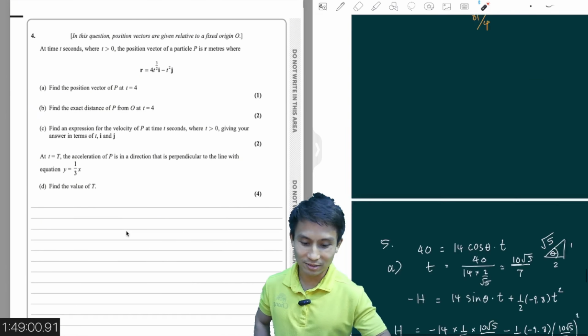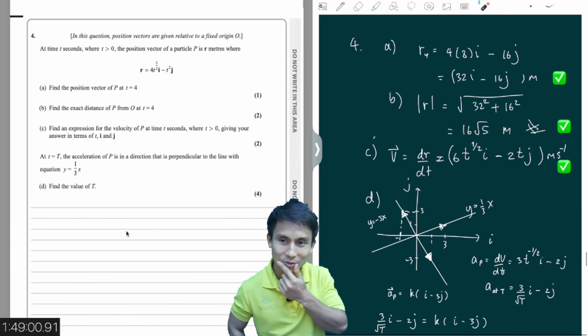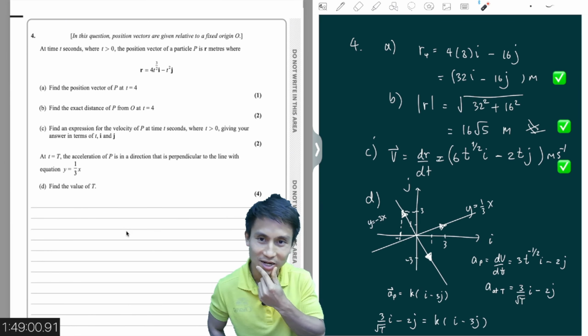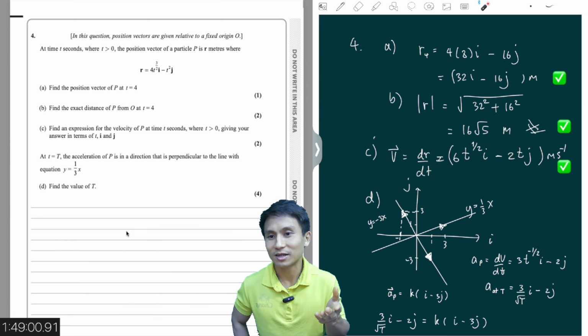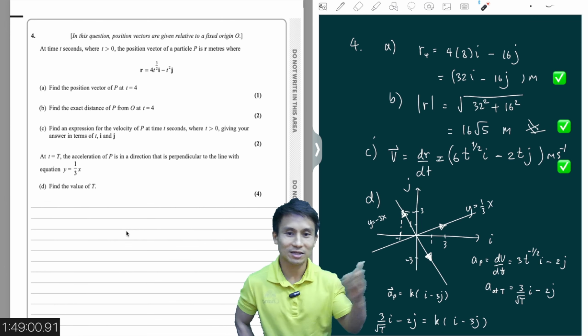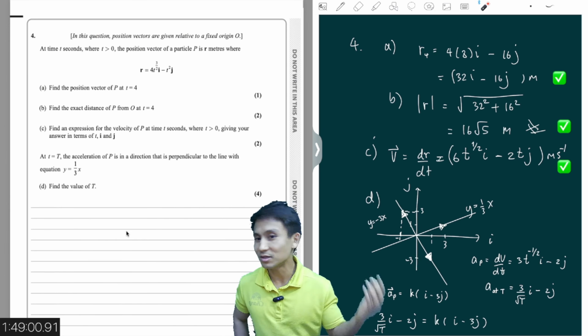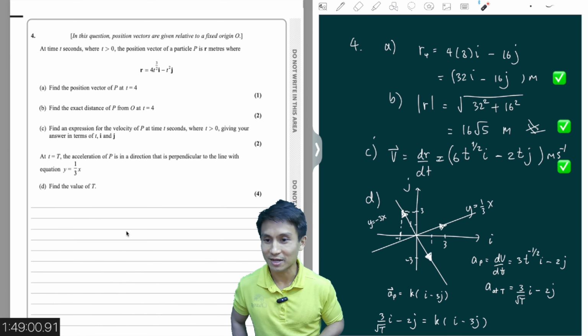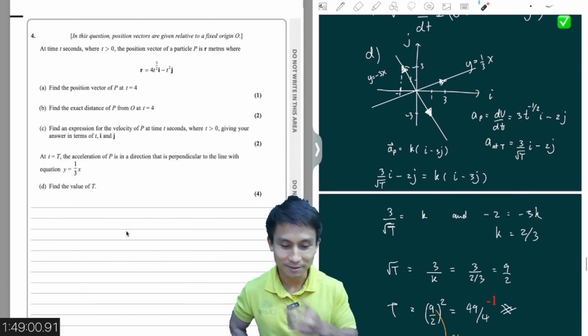Question 4, this is similar to, I think, an AS paper where you have to differentiate r. Yeah, it's very similar here. You find the position vector of P at t equals 4, that's just straight substitution, that's fine. Exact distance, that's just to find the magnitude of the position vector. C, expression for velocity, that's just the derivative, so you differentiate. And part D here is probably harder. So let's talk about part D again.